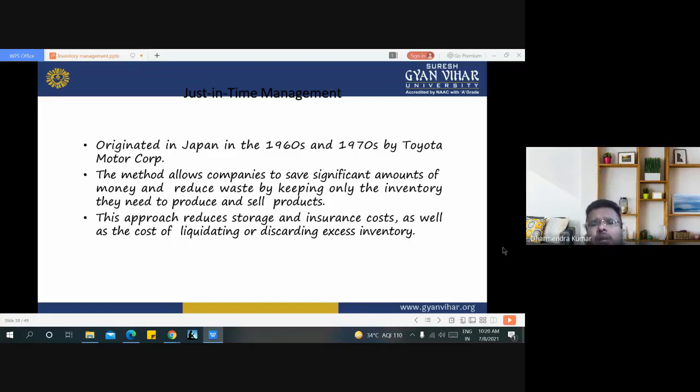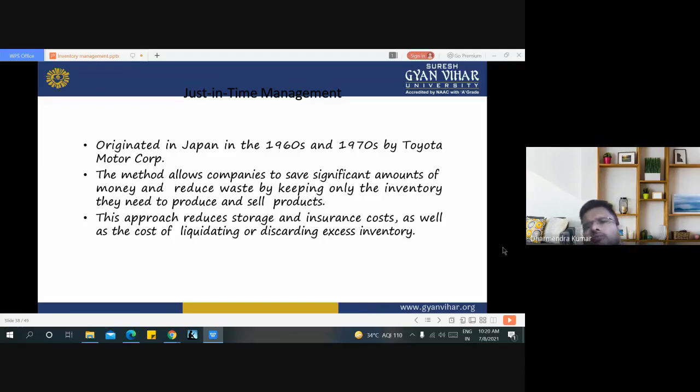Just in time management represents the essentiality of components, or what are the various components which are very essential to use in any production method or in any manufacturing plant, and we only have to purchase that type of material which is very essential, like vital, essential, or desirable. This approach reduces storage and insurance cost.